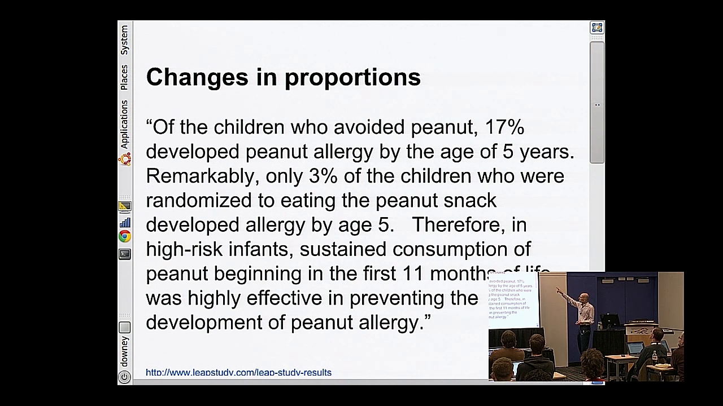Here is how it got reported on their webpage. It said for the children who avoided peanuts, 17% developed a peanut allergy by the age of 5 years. For people who were randomly assigned, so this is a well-designed study, they were randomly assigned to either eat peanuts or not, only 3% of them, if they ate peanuts, developed a peanut allergy. So the comparison is 3% or 17%.